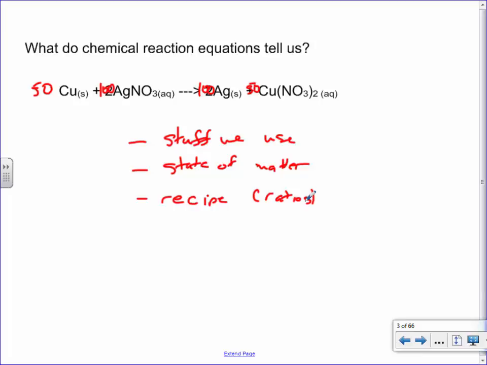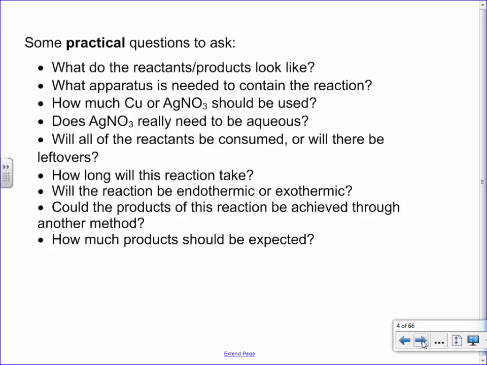Right? And so I think my next slide actually talks about some of the very practical questions to ask if you were a chemist trying to make something in a lab. So let me read through some of these practical questions. Here's a good one. Here's the first one. What do the reactants and products look like? It doesn't tell us that in a chemical equation, does it?